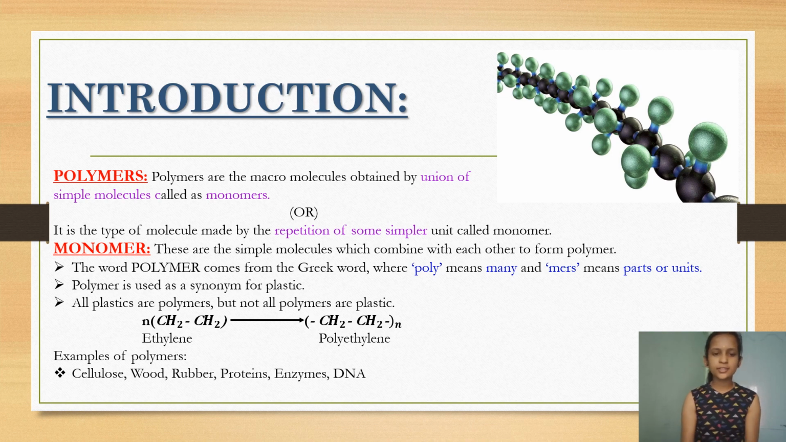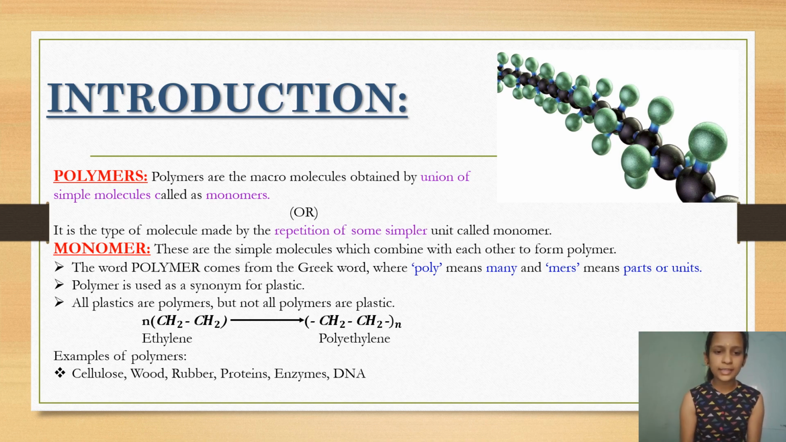We have to know the definition of monomers. Monomers can be defined as simple molecules. They combine with each other and lead to the formation of polymers. I can say monomers are the building blocks of polymers. So polymer is a term which is used as a synonym for plastic, and it is important to note that all plastics are considered as polymers, but not all polymers are considered as plastic.